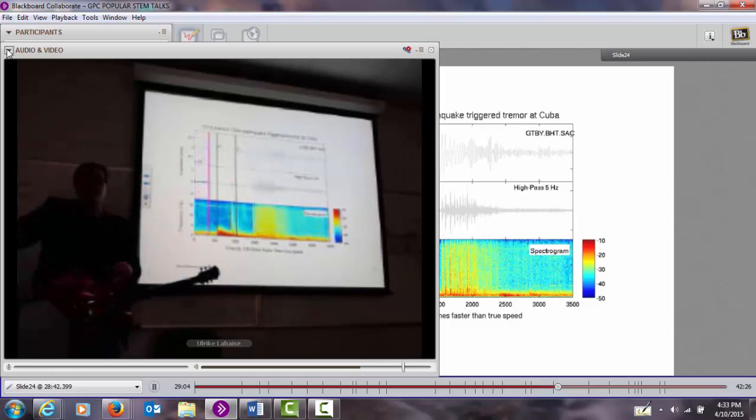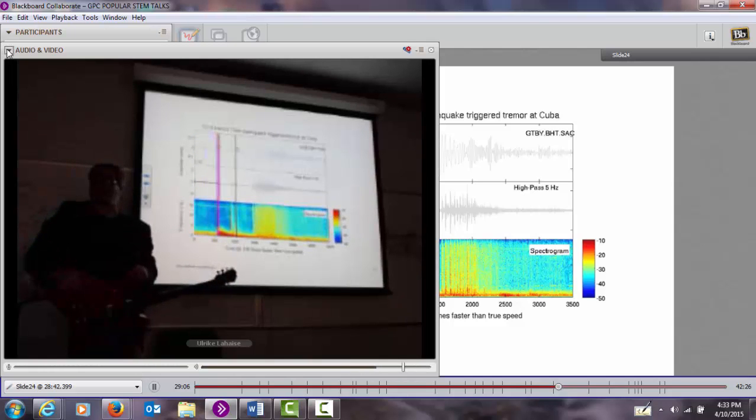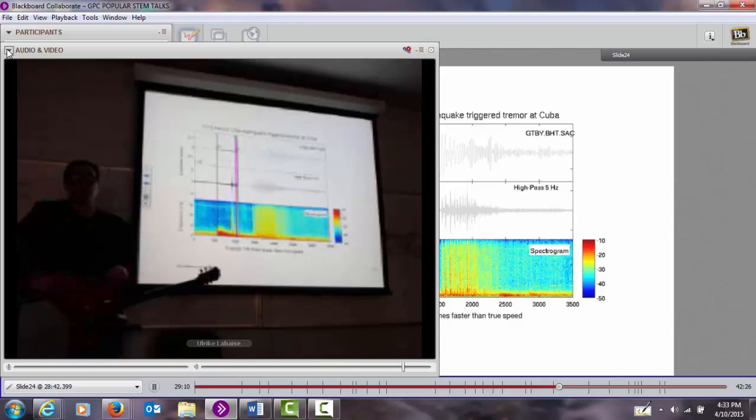And this was recorded in Cuba. It triggered a small tremor in Cuba, which again is thousands of miles away. In fact, it had to cross the equator to get to Cuba. So this frequency scale, if you divided that by a factor of 100, that would be the actual spectrum of the real movement.